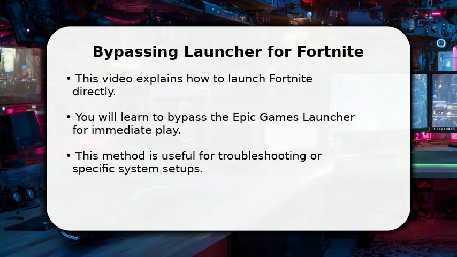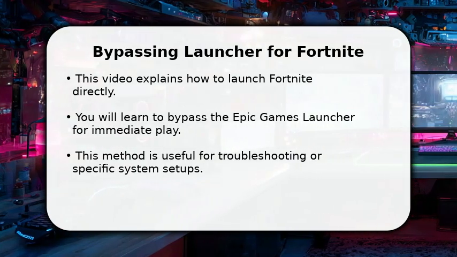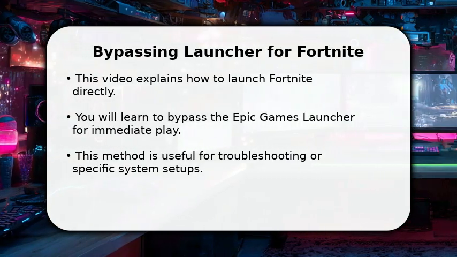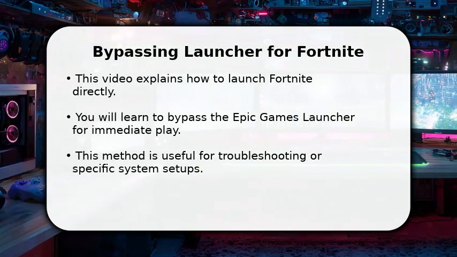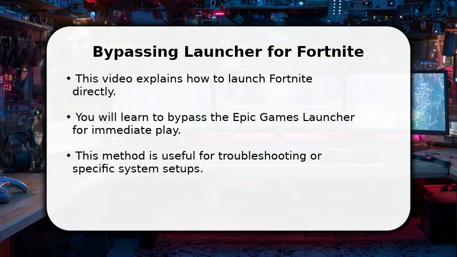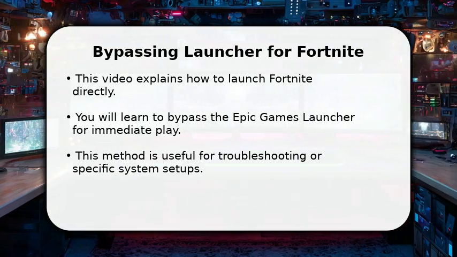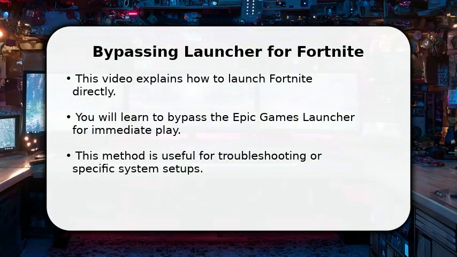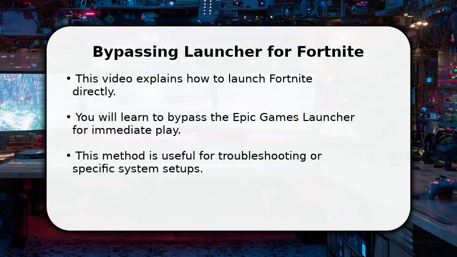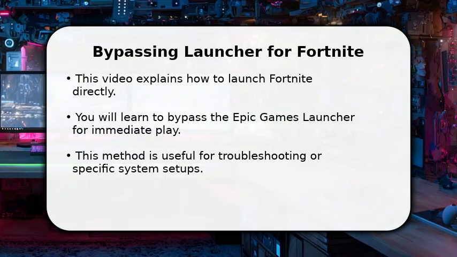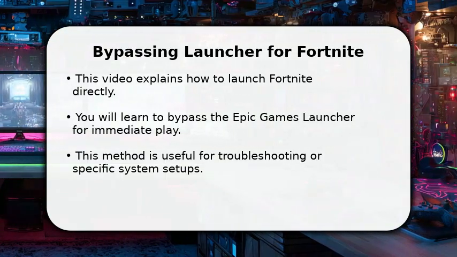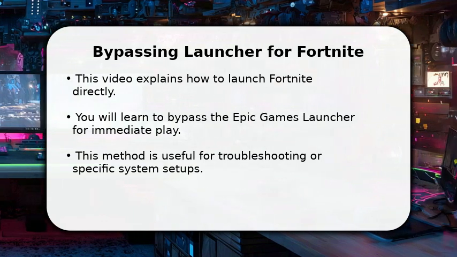Enjoy the video. In this video, I will explain how to play Fortnite without the Epic Games launcher. First, locate your Fortnite game directory, typically found in your C drive program files. Navigate to the Fortnite game folder, then to Binaries, and finally Win64. This is where the main game executable, FortniteClient-Win64-Shipping.exe, resides. This file is crucial for our next steps.